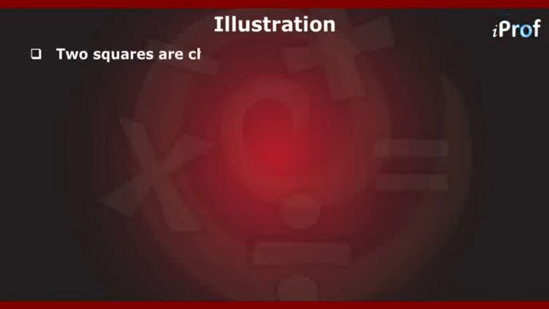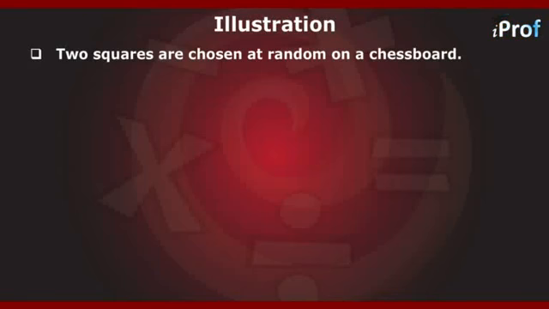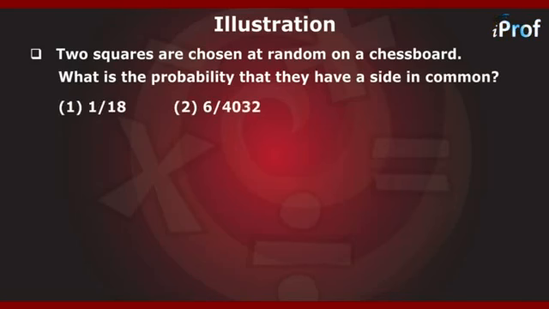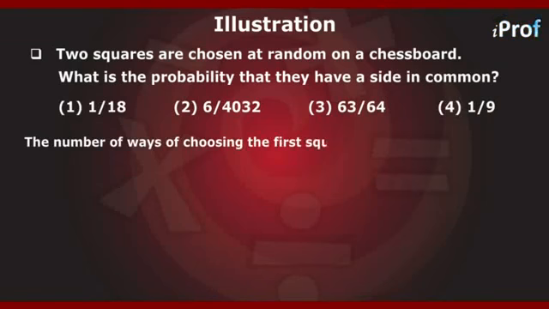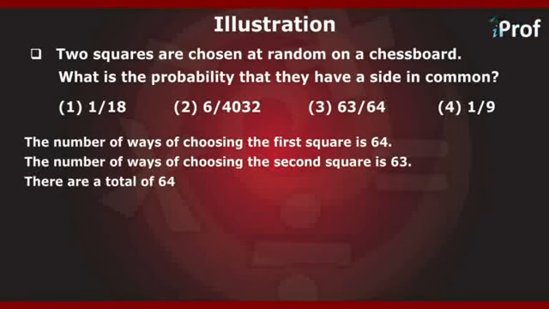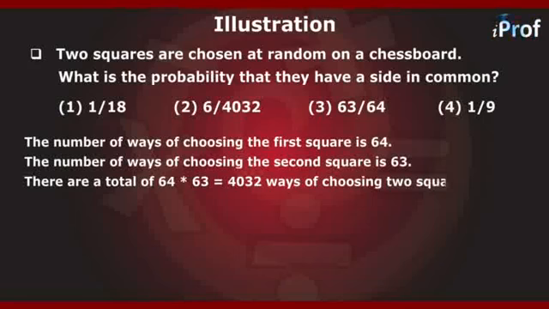Two squares are chosen at random on a chessboard. Now, what is the probability that they have a side in common? The number of ways of choosing the first square is 64. The number of ways of choosing the second square is 63. There are a total of 64 into 63, which is equal to 4032 ways of choosing two squares.